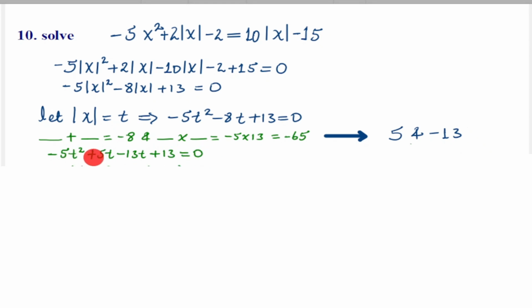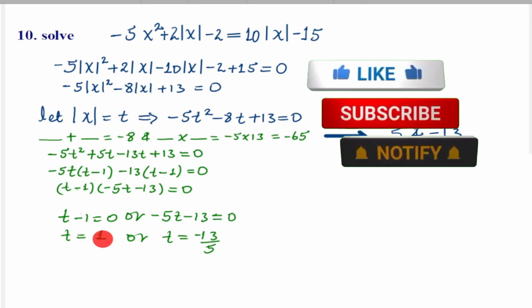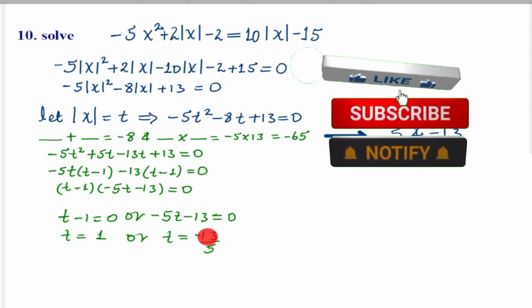Then group these two and take out the common. The common for these two is minus 5t. What is left? t minus 1. The common for these two is minus 13. So what is left? t minus 1. Let's take out t minus 1 as a common factor. So what is left? Minus 5t minus 13 is equal to 0. Either t minus 1 is equal to 0 or minus 5t minus 13 is equal to 0. So when we solve for t, we get t is equal to 1 or t is equal to minus 13 over 5.